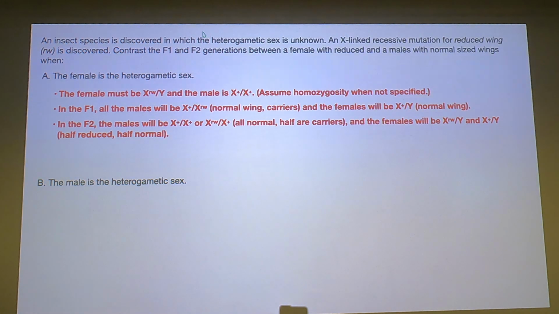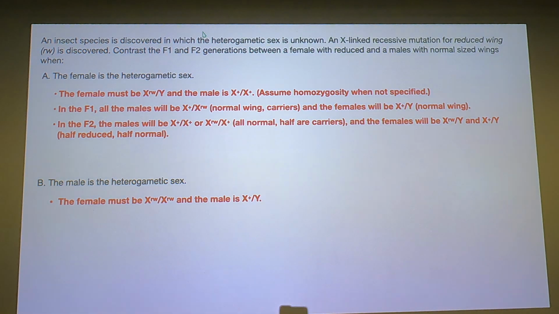Okay, but now we change our assumption. What if the male is the heterogametic sex? What will be the genotypes of the parental generation? So again, we got the same phenotypes up here. We got a female with reduced wings and a male with normal-sized wings. And now in this case, this is the heterogametic sex. So what will their genotypes be? Male will be X plus Y, and then the female will be homozygous for reduced. Yeah, very good. So we get this genotype.